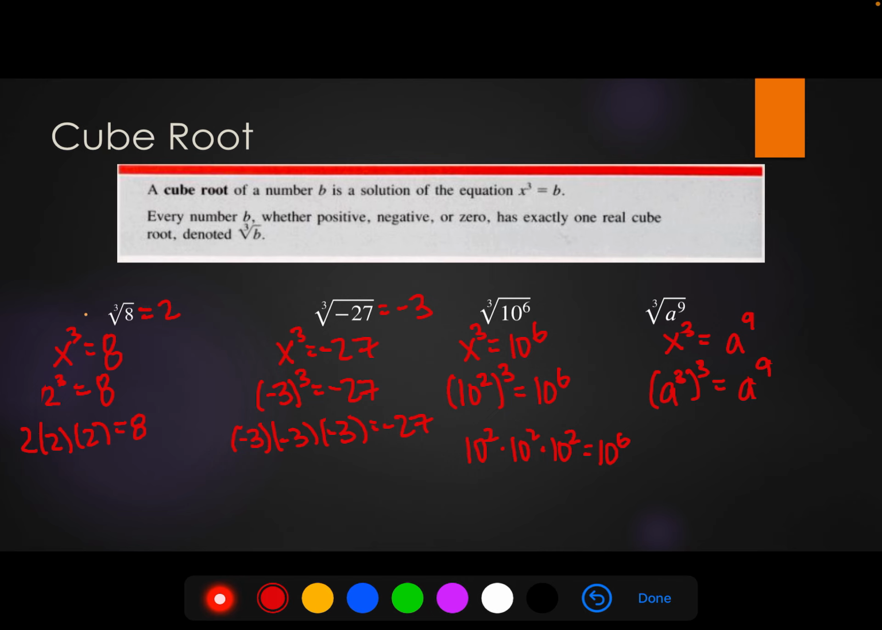And we can do the same thing, expand it out. A cubed times a cubed times a cubed. Now we're multiplying the same base with exponents, so we add these exponents together. 3 plus 3 plus 3. Well, that also gives us a to the 9th.